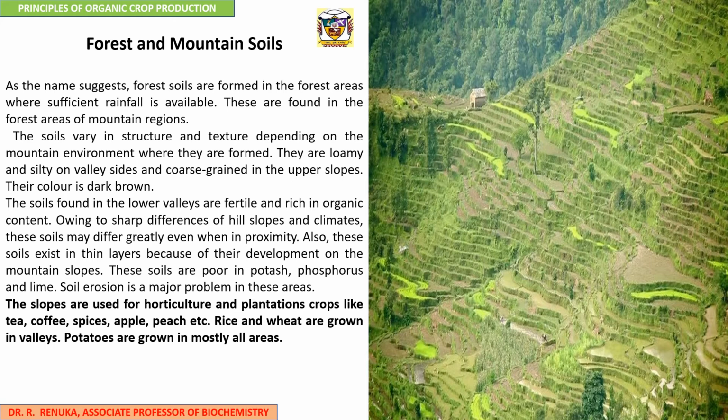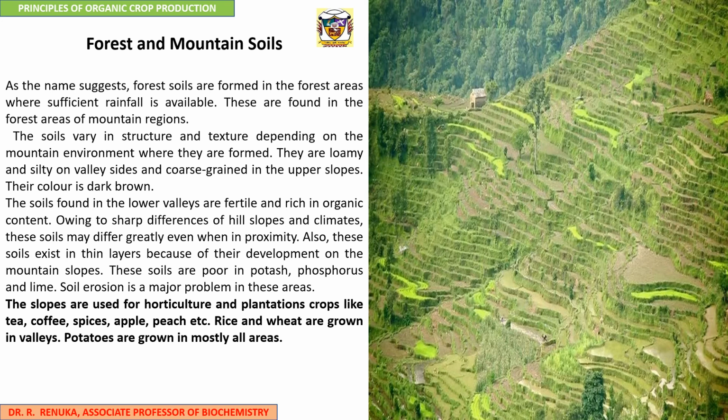The soils found in the lower valleys are fertile and rich in organic content. Owing to sharp differences of hill slopes and climates, the soils may differ greatly even when in proximity. Also, the soils exist in thin layers because of their development on the mountain slopes. The soils are poor in potash, phosphorus and lime. Soil erosion is a major problem in these areas.